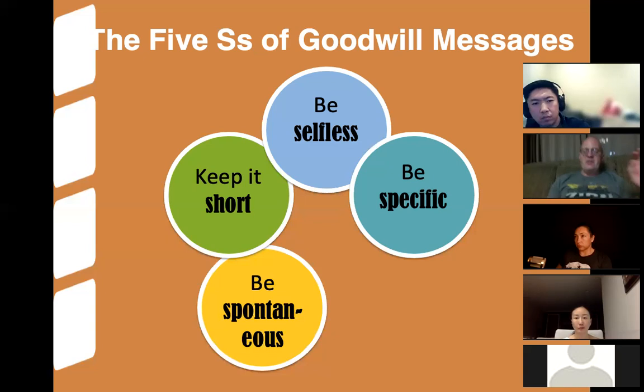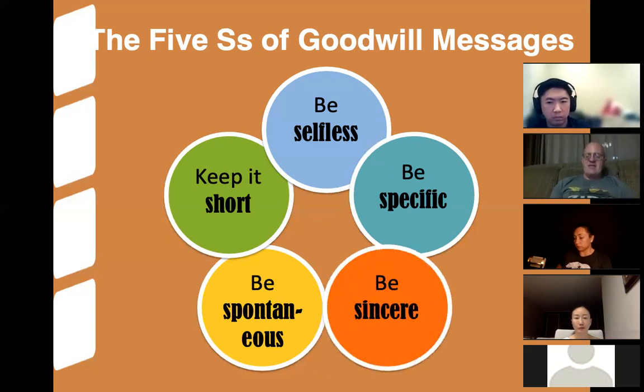Okay. And that's four. And then the fifth S is sincere. You can only be specific and you can only be selfless if you're being sincere, if you really feel like what happened was a great thing. Because if you don't necessarily feel that way, you're going to have a hard time finding something to be specific about. And it's going to be difficult for you to avoid looking for an angle that somehow this is going to benefit you in the future. So it has to be all about sincerity.